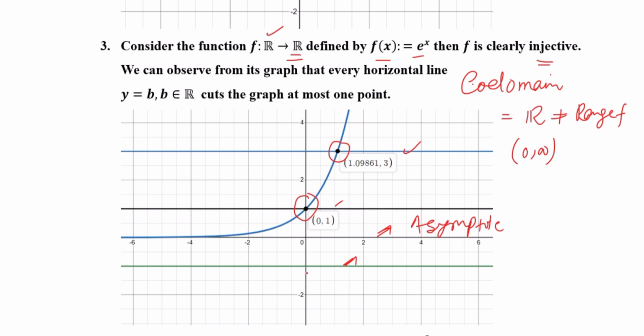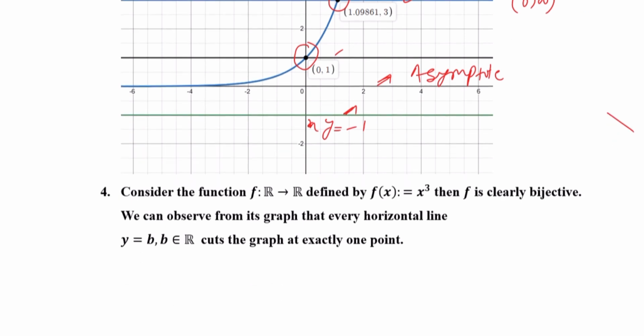So this line, that is y is equal to minus 1, is actually part of the codomain, and it does not cut the graph at any point. So you can see that every horizontal line cuts the graph at most 1 point, either at 1 point or at no point. So this is the graph of an injective function.